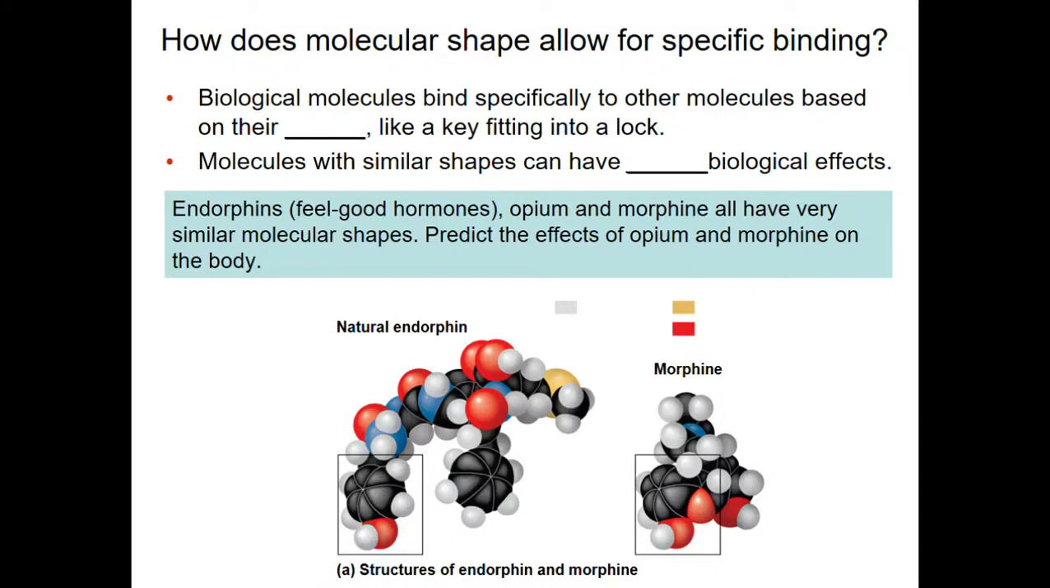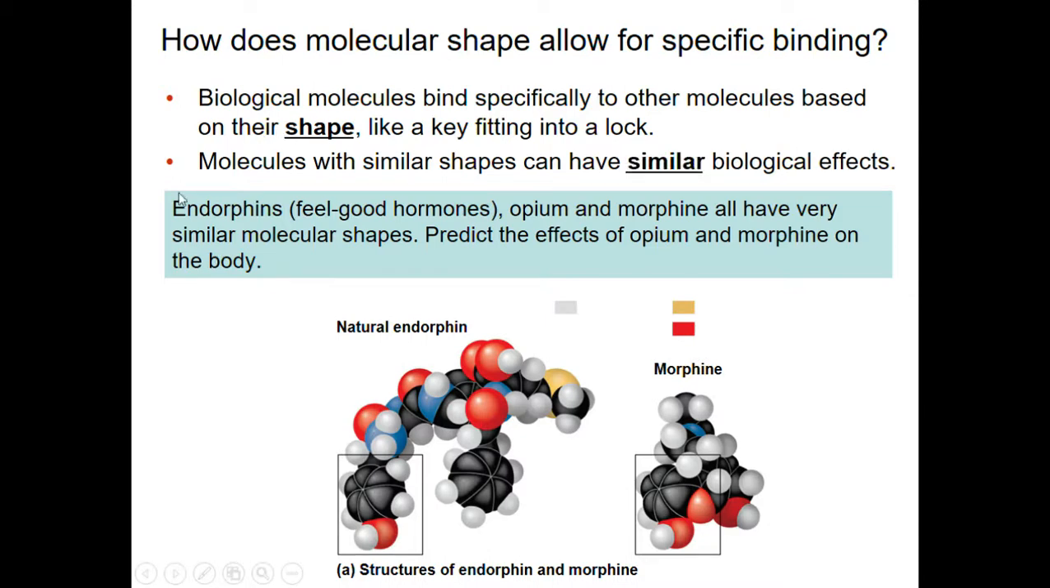So how does molecular shape allow for specific binding? Biological molecules bind specifically to other molecules based on their shape, kind of like a key fitting into a lock. Molecules with similar shapes can have similar biological effects. So this blue part is a processing piece. Endorphins, which are feel-good hormones, opium, and morphine, they all have very similar molecular shapes. So as we can see right here, it's very similar. Over here, we can see another very similar one. This is a natural endorphin you might get from jogging. This is morphine, something they might give to patients in a hospital who are under severe pain.